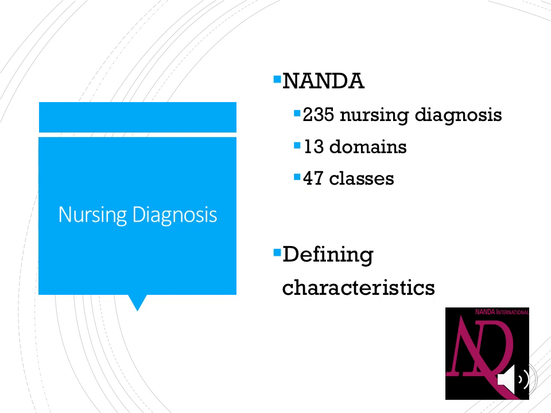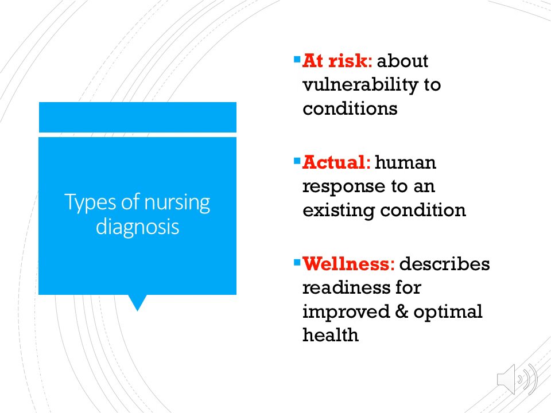Nursing Diagnosis Association, which has these standard diagnoses that we will look at, right? So 235 different diagnoses, 13 different domains, 47 different classes to break them all down to see where they fall. They fall within different areas: at risk, actual, which are the response to an existing condition, and then wellness, which describes a readiness for improved or optimal health. We will look at lots of different examples of these to better understand them. Know that they fall under different categories.